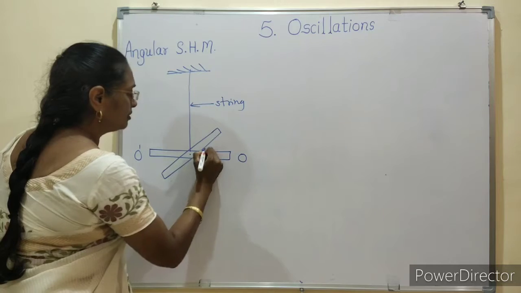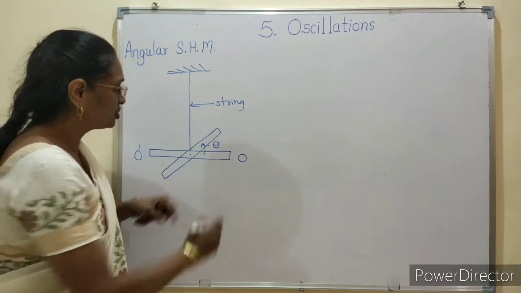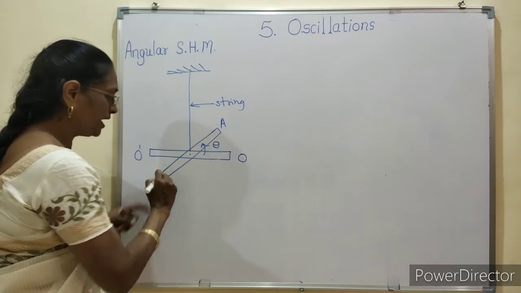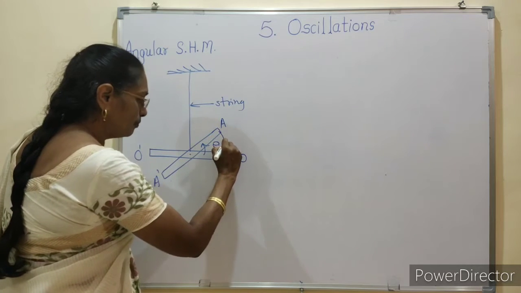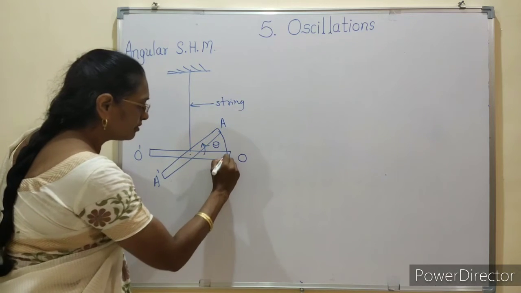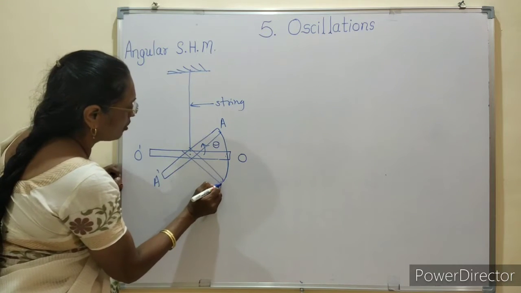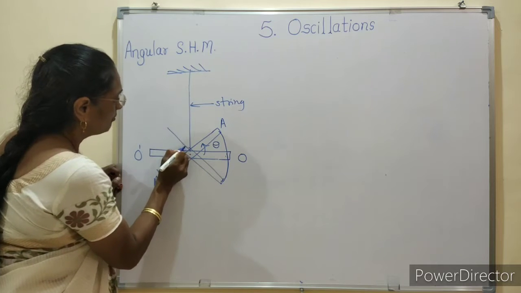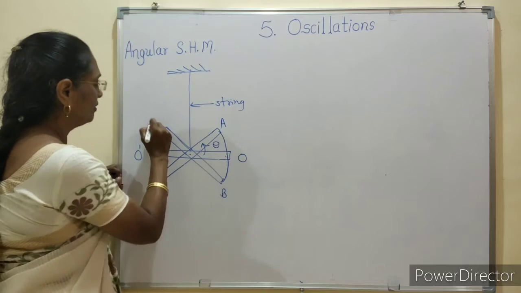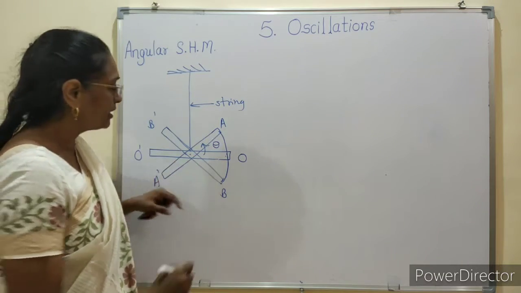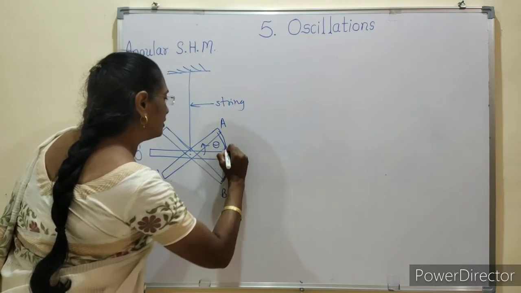from its mean position through angular displacement theta and released from this position, say A dash, then it comes to O and then to a new position, say for the rod the new position can be shown by B dash here. So the vibrations are along the arc of a circle.